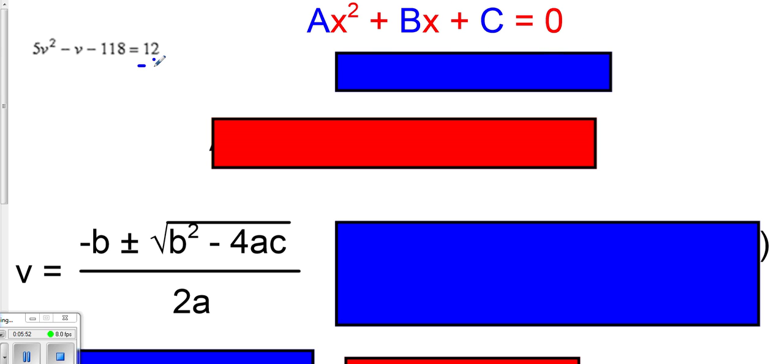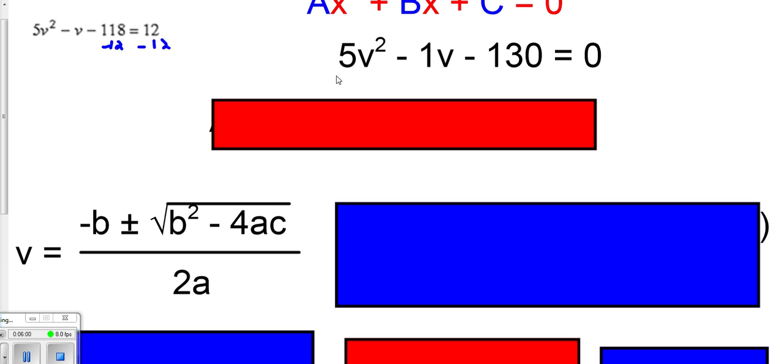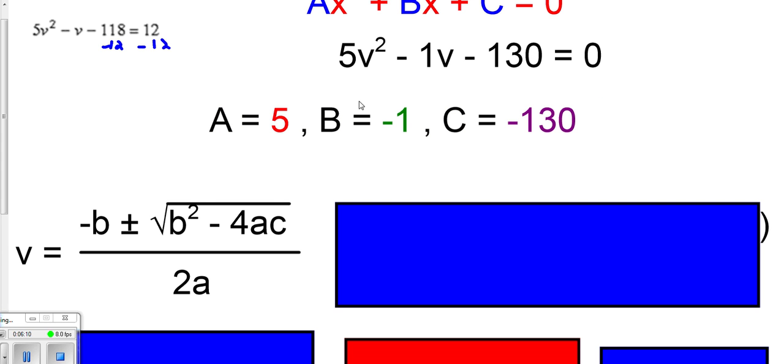So from this one, before we can do anything, we have to subtract 12 from both sides. When we do that, our equation now looks like this: 5v squared minus 1v minus 130 equals 0. So now we are in that quadratic form. So a is 5, b is negative 1, and c is negative 130.